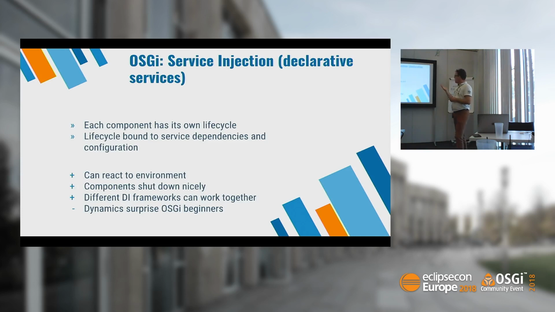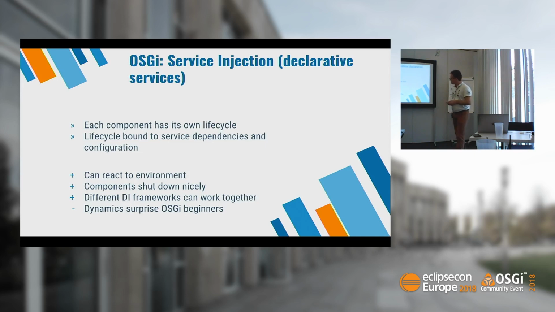And also, because the injection is on a higher level with services instead of all your inner workings, it can also allow to have different dependency injection frameworks to work together. For example, you can have a blueprint and declarative services and even CDI now in the same system, and they can all exchange services with each other and still work together flawlessly.